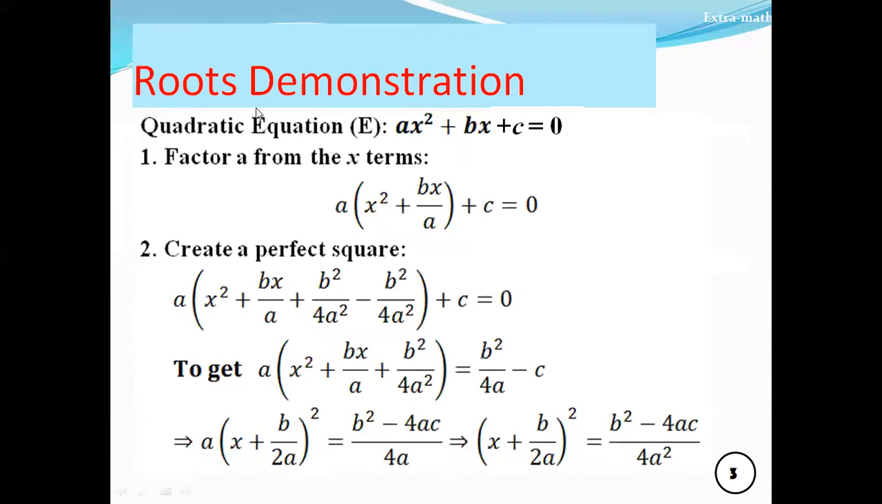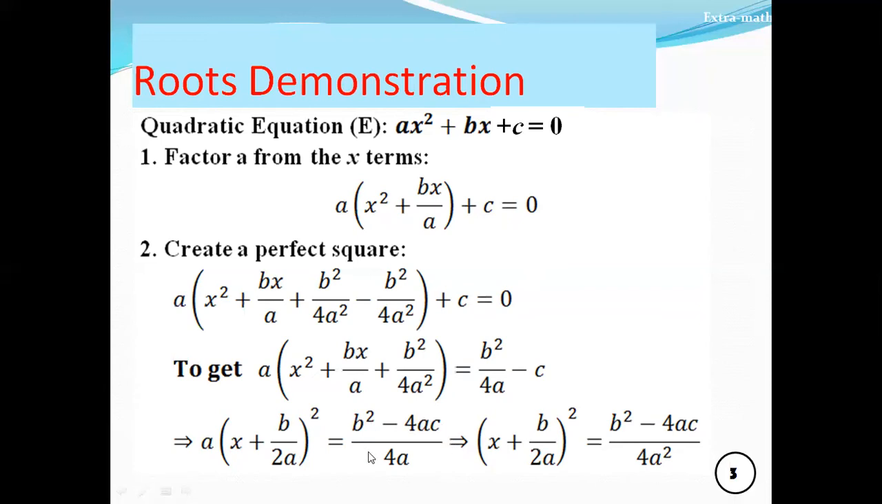Let us now demonstrate the roots of the quadratic equation ax squared plus bx plus c equals 0. First, we have to factor a from the x terms to get a times (x squared plus bx over a) plus c equals 0. Now we have to create a perfect square form. So we will add b squared over 4a squared and here subtract b squared over 4a squared. Here is the perfect square form and it's equal to x plus b over 2a all squared. Here we have minus c and here we have b squared over 4a squared. Then after simplification we get a times (x plus b over 2a) all squared equals b squared minus 4ac all over 4a.